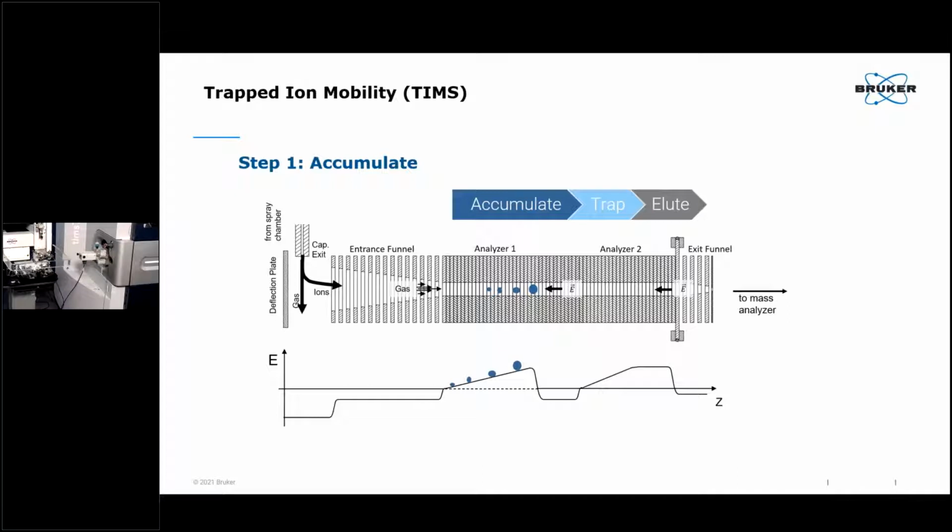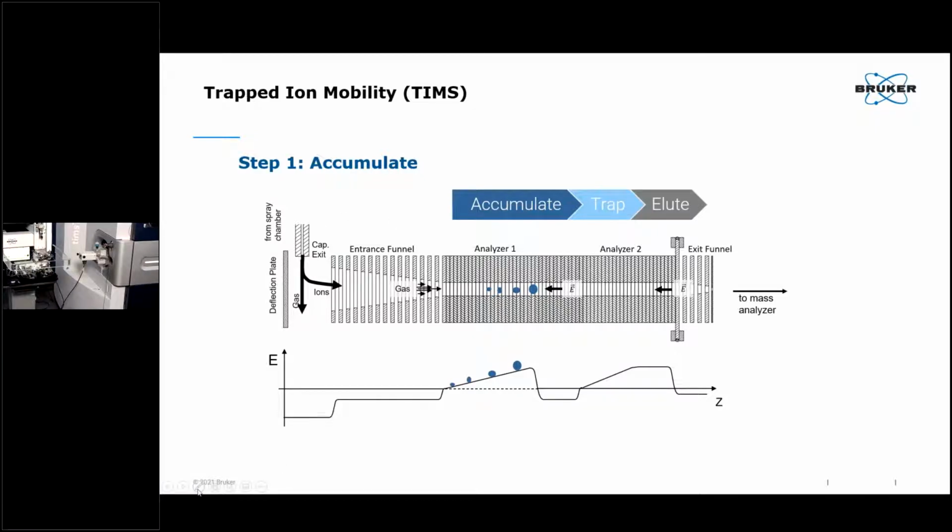So one of the things I mentioned is that one of the key features of the Tims-TOF Pro is this concept of trapped ion mobility, right? So this is a method of separating ions based on their collisional cross sections, right? Their ion mobilities, and the actual trapped ion mobility or TIMS cell is located directly after the source, right?